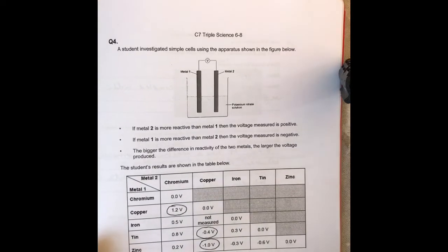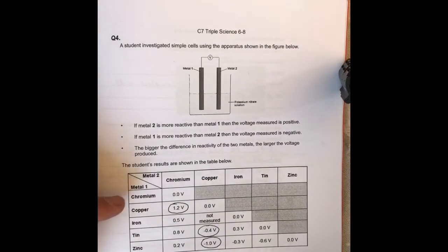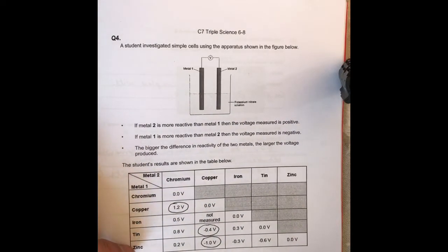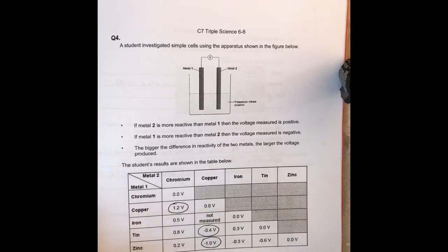Okay, electrochemical cells. Looking at different metals: chromium, copper, iron, tin, zinc. They give us a half equation for zinc. Zinc is oxidized, give a reason why. Oxidation is when an element loses electrons during a reaction.